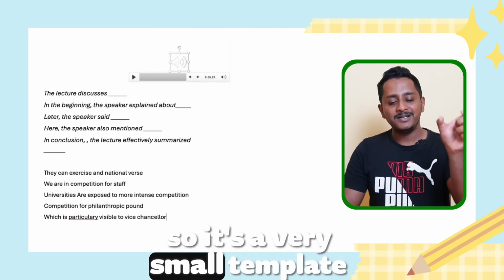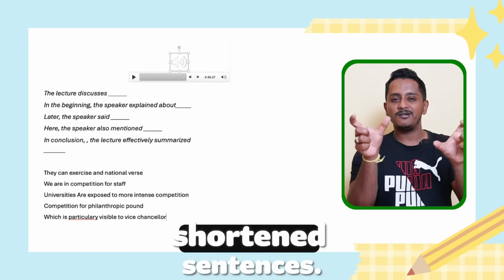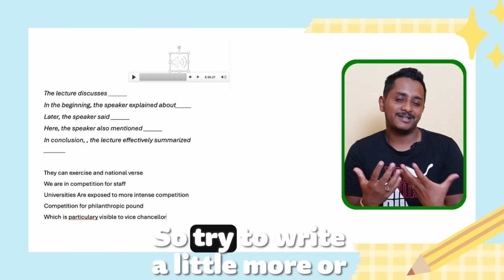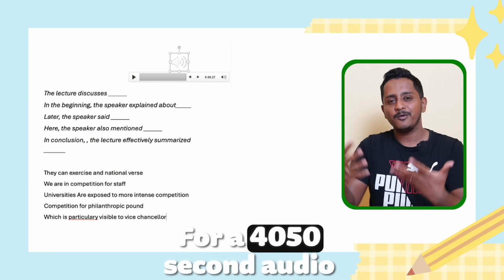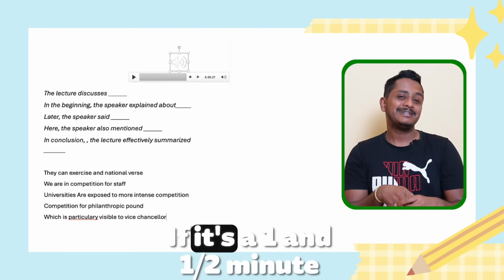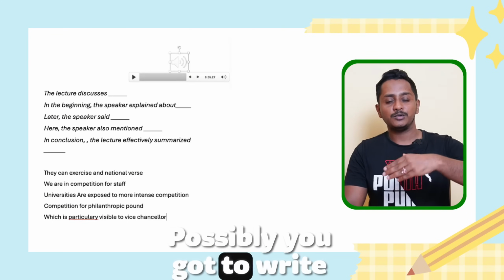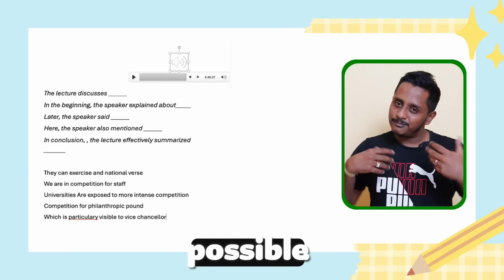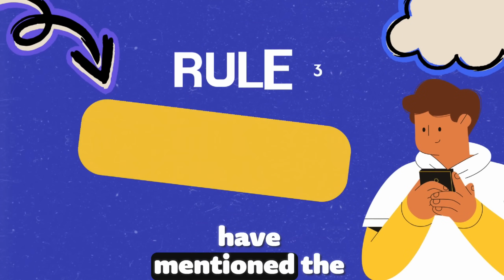But here the speaker said we are in competition for staff. So it's a very small template and a small phrase. Overall it may look like a shortened sentence. So try to write a little more, or 2 phrases for each blank. For a 40-50 second audio, this should be more than enough. If it's a 1.5 minute audio, 2 minute audio, then possibly you got to write more, which is very much possible. The rule number 3 is about essay.